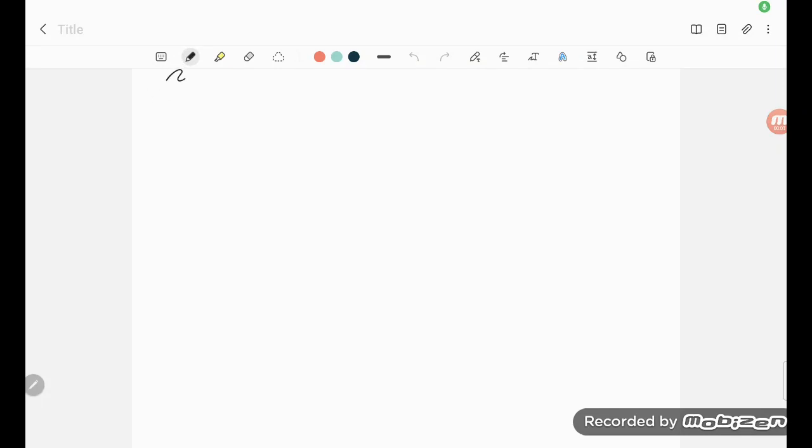Okay, this is section 4.11, uniform linear motion. Alrighty.